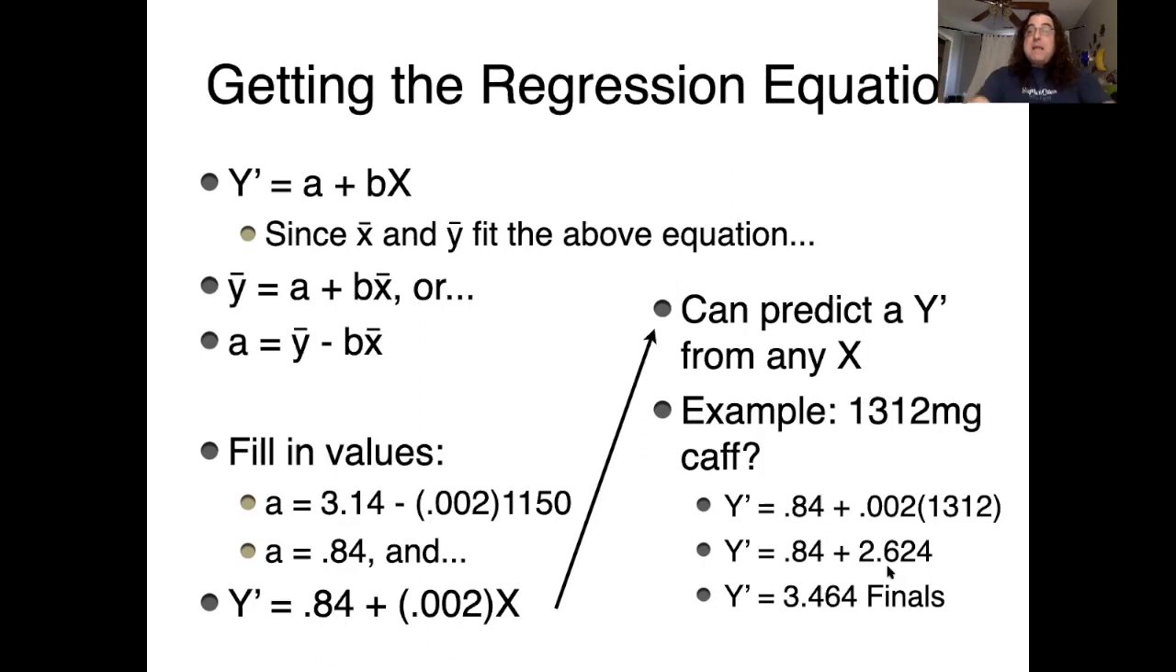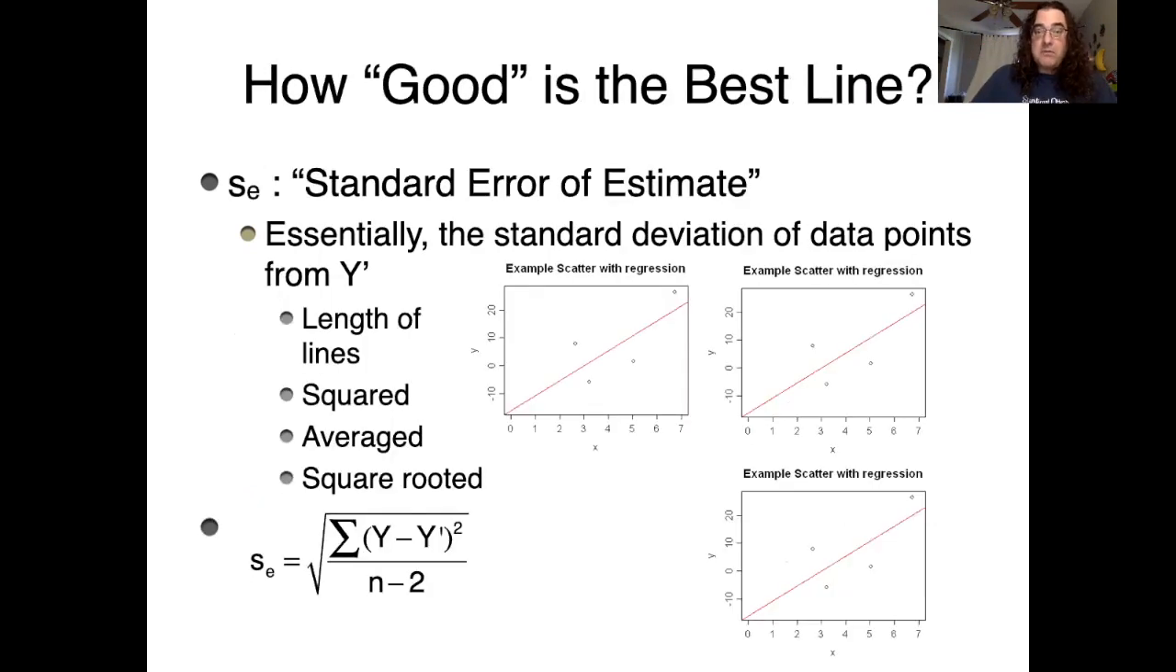Now, that may be right. That may be not right. That may be close to right. That may be far from right. But it is our best guess for this new person's performance information based on all the people who have come before. So that leads us to our last question.